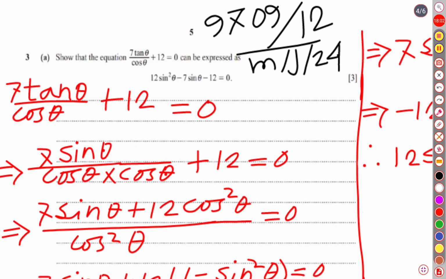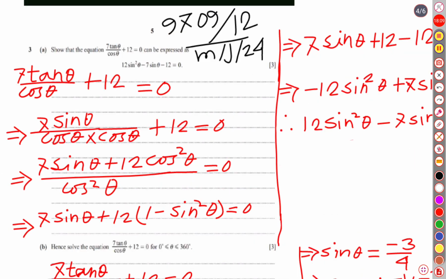Show that the equation 7 tan theta over cos theta plus 12 is equal to 0. Let us write this once again: 7 tan theta over cos theta plus 12 equal to 0. Tan theta is equal to what? We know tan is equal to sin over cos.